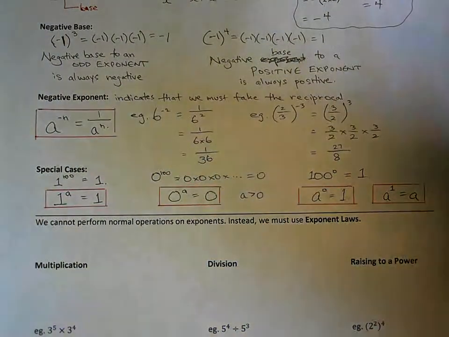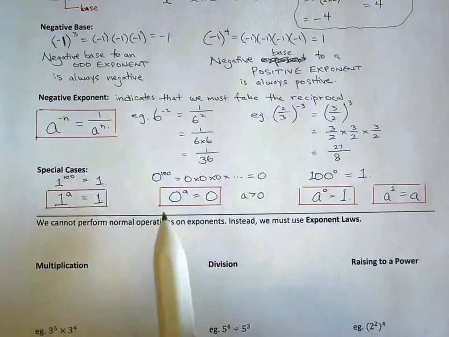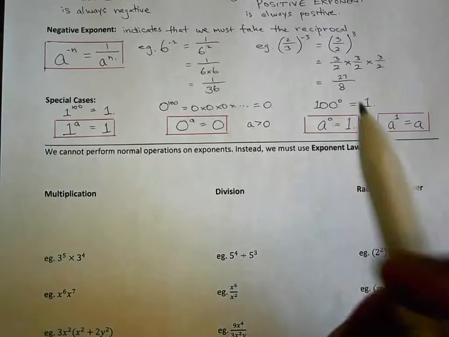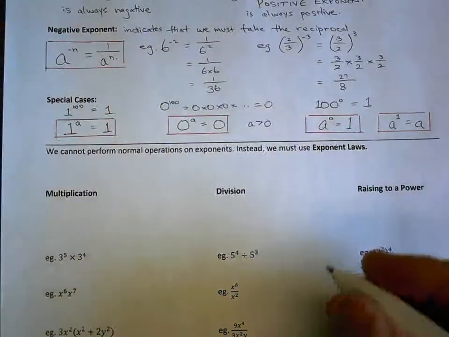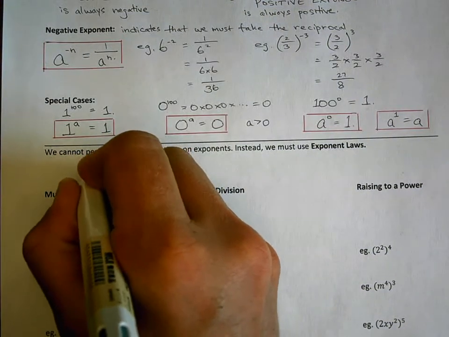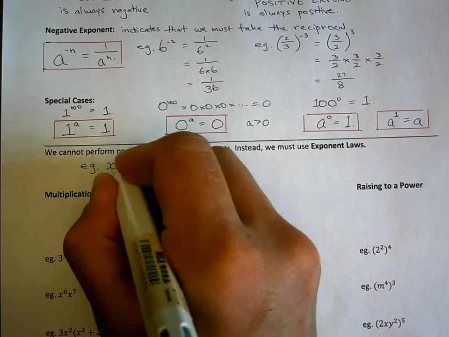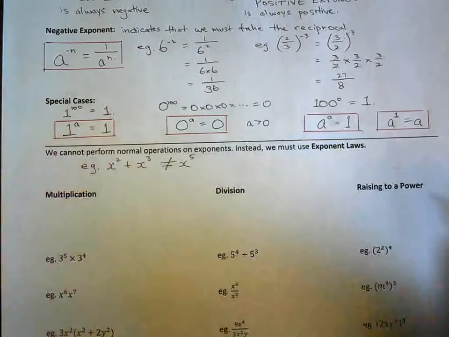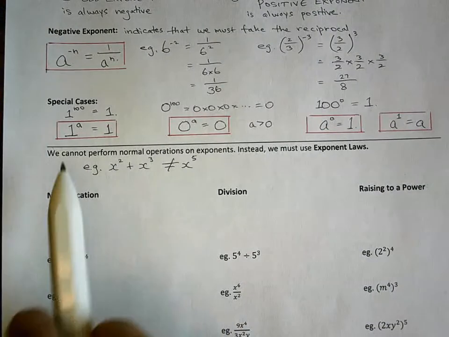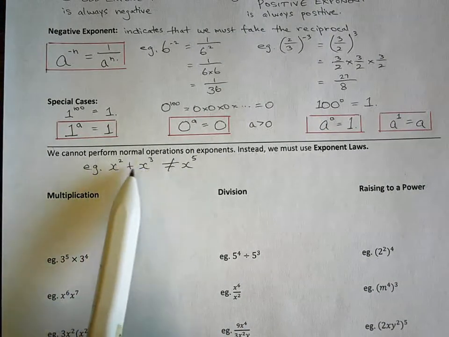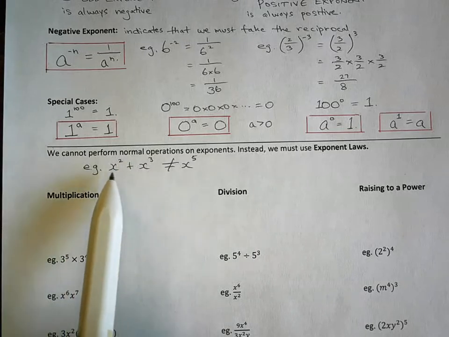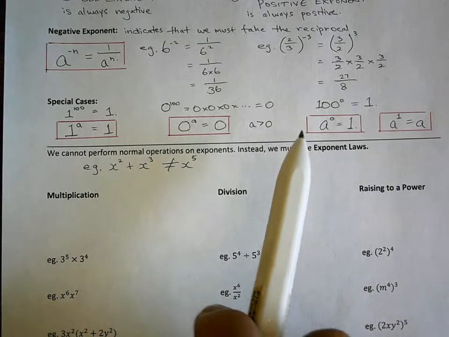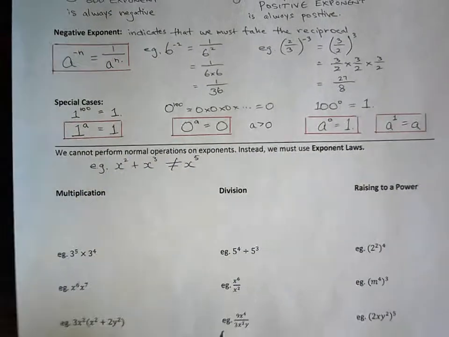Okay, so we have what are exponents, negative exponents, and then some special cases. Now, we can't just add and subtract these exponents that we've created. For example, x to the power of 2 plus x to the power of 3 does not equal x to the power of 5, and I hope you're okay with that. You've been trained and conditioned to know that this is not allowed. There are some things you can do to work with exponents, and they are through the exponent laws. So let's look at what the exponent laws are.